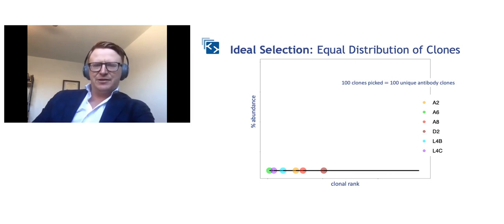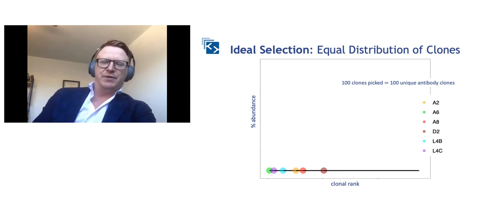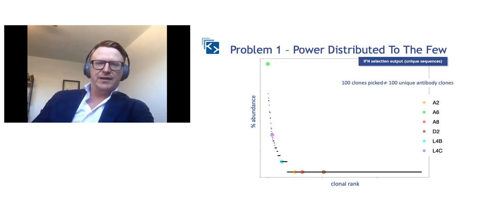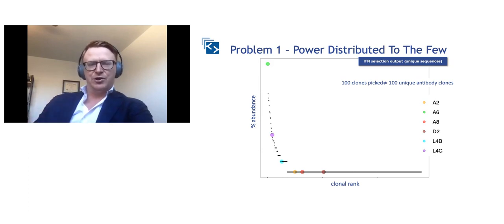So in an ideal scenario, you would pick 100 clones and you would obtain 100 unique antibodies. If this is a percent abundance plot of their representation of the population, you can see it's all uniform. But this isn't the way that true selections work. 100 clones picked typically does not equal 100 unique antibodies because of the power law distribution of the clones. So you're picking a lot more from these more abundant clones in the population, which can take up 80 to 90%, sometimes 50%, sometimes 20% in a given selection campaign. So it's really dependent upon the conditions of the selection, how hard you push it.